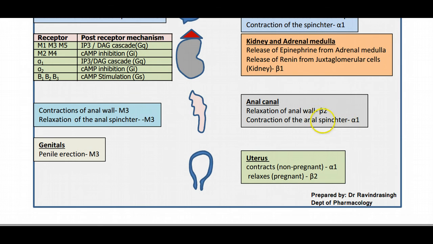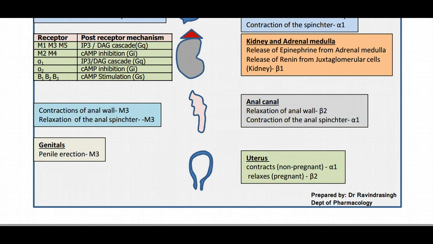Whereas the sympathetic system has exactly the opposite effect, and the effects are mediated via two different receptors. One is beta 2 receptors, which cause relaxation of the anal wall, whereas alpha 1 receptors will cause contraction of the anal sphincter, where it will retain the stools.